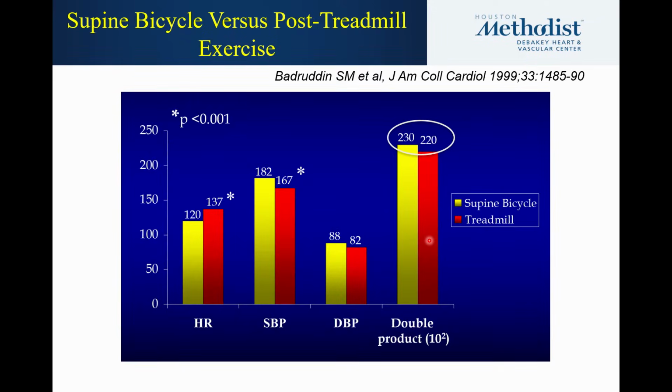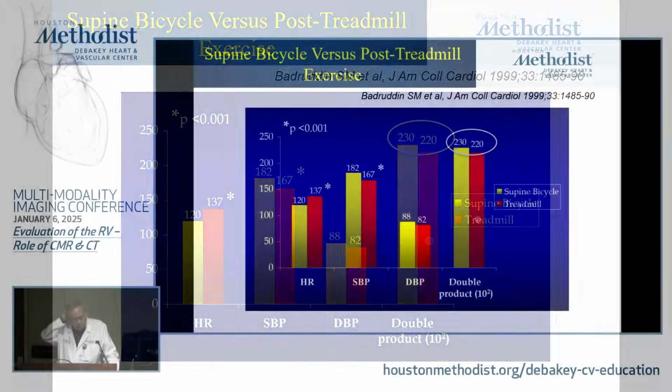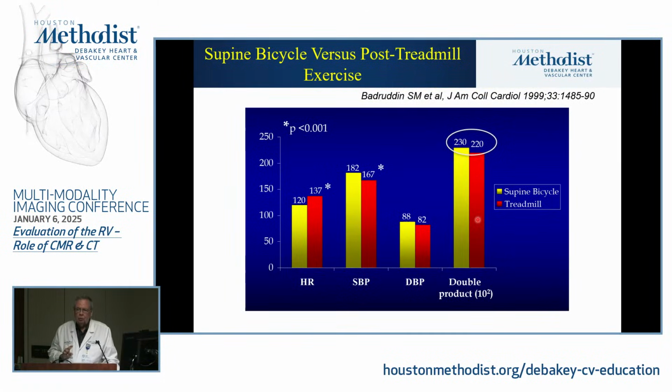One of the landmark studies that were done with bike was comparing to treadmill, and this was a tough study to do because we asked the patient to come in twice, to come in one day and get a treadmill stress echo, and then come in another day and get a bicycle stress echo, and then they all went to the cath lab. So these were people who were already on their way to a coronary angiography.